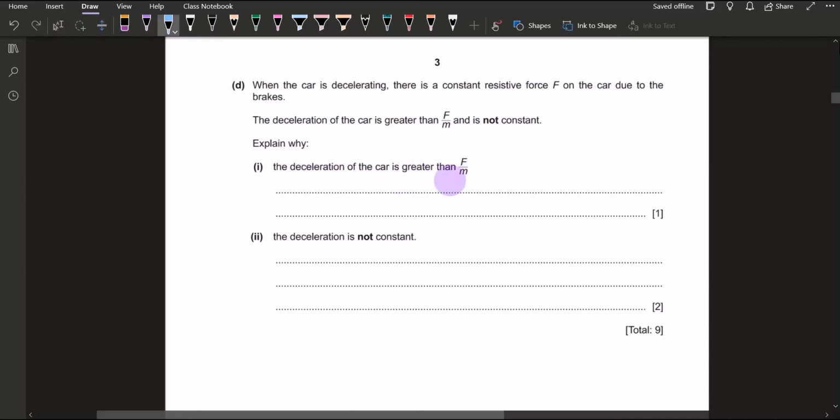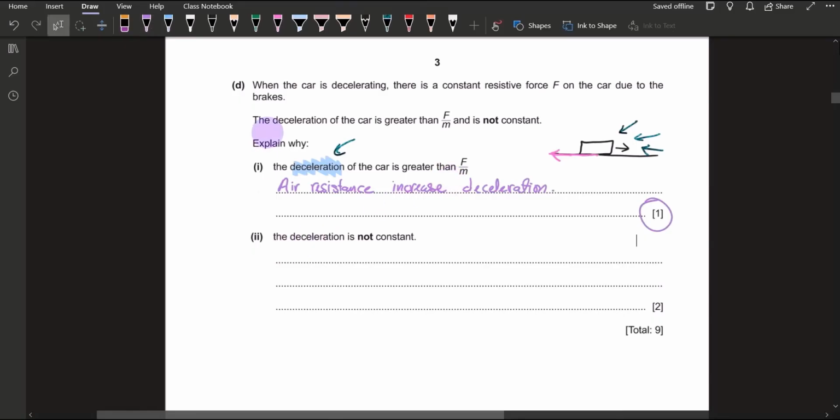So the reason why the deceleration is greater is because when the car is decelerating, if we draw a diagram over here, this is the car which is moving on this side, and when we apply brakes, the car stops. Here, the force from the brakes is going to be backwards. So what's going to happen is we also have air resistance acting on the car, which is going to increase the deceleration. That's why the deceleration is more. So we can write here air resistance increases deceleration, and we'll get 1 mark for this.